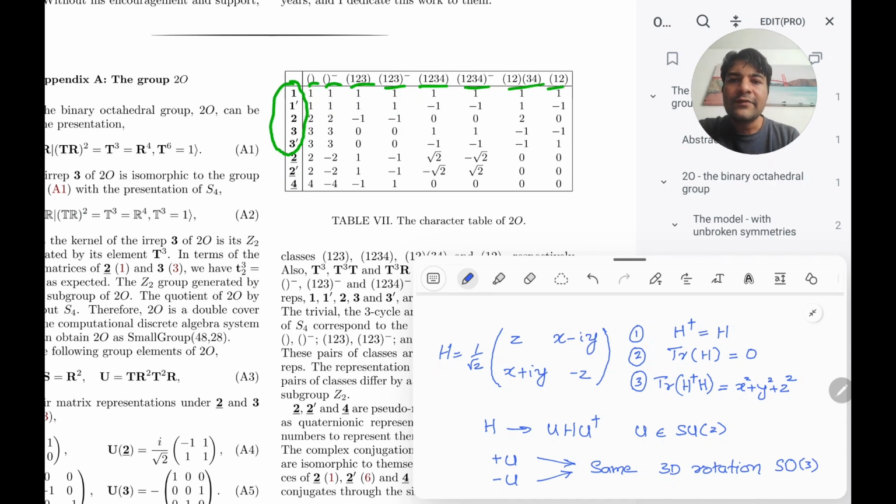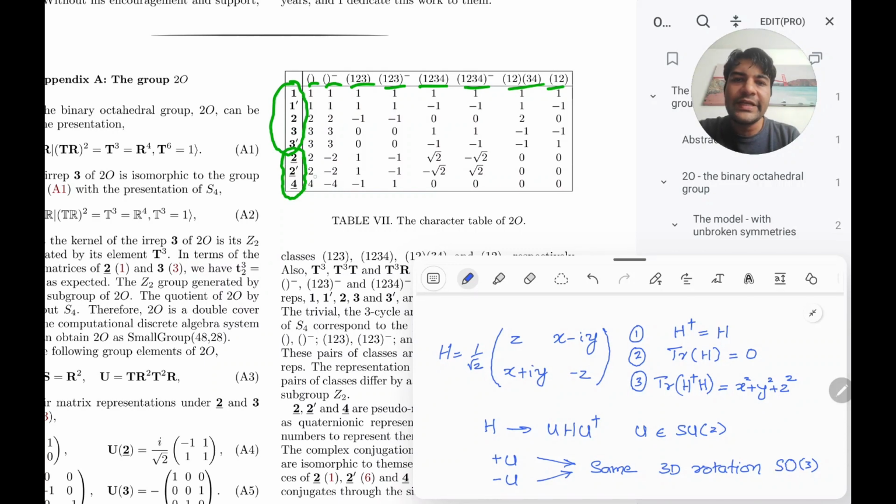And for the first 5 irreps, which are the irreps of S4 also, the conjugacy classes with and without the minus are equal. For example, the 3 cycle (1,2,3) and (1,2,3) minus contain exactly the same group elements. On the other hand, the last 3 irreps, underscore 2, underscore 2 prime and underscore 4, are faithful irreps of 2O.